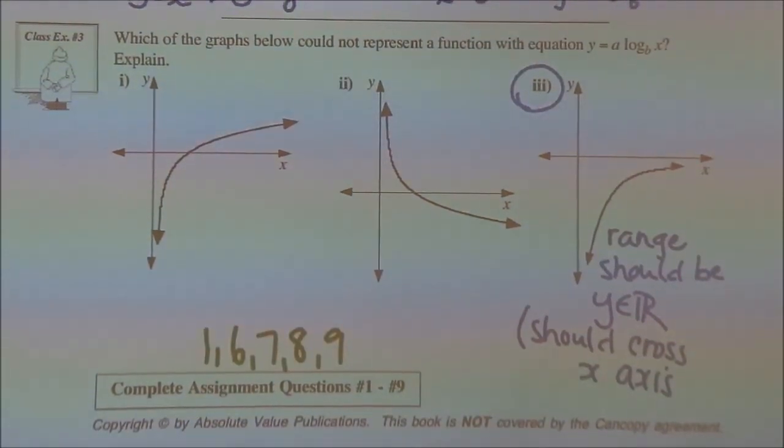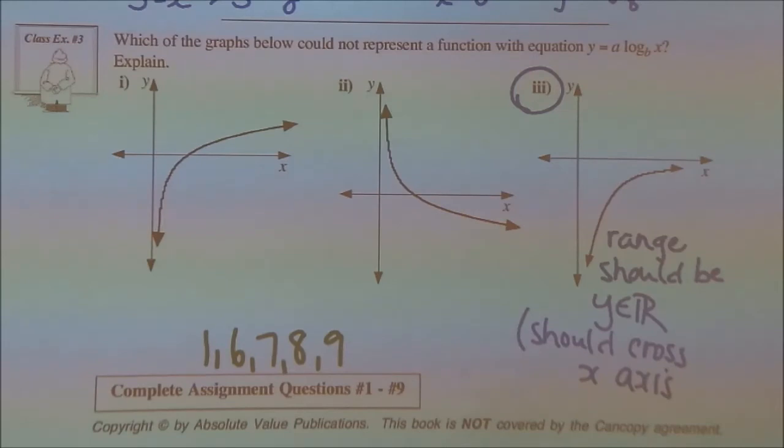Here are the questions that I would like you to do. Questions number 1, 6, 8, and 9.